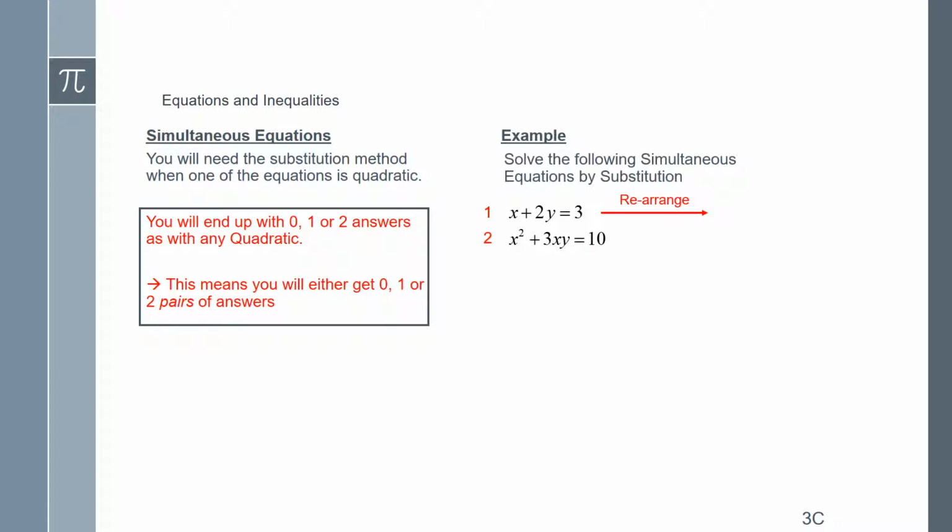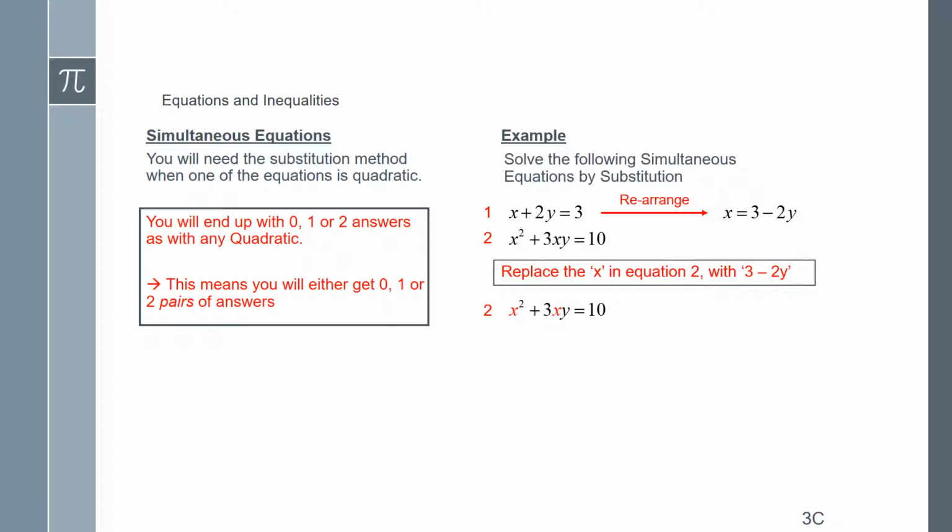We can rearrange the first equation to get x = 3 − 2y. We can then substitute that into the second equation. So instead of x squared, we would have (3 − 2y) squared plus 3 lots of (3 − 2y) times y. So (3 − 2y)² + 3y(3 − 2y) = 10. Expand all of the brackets.